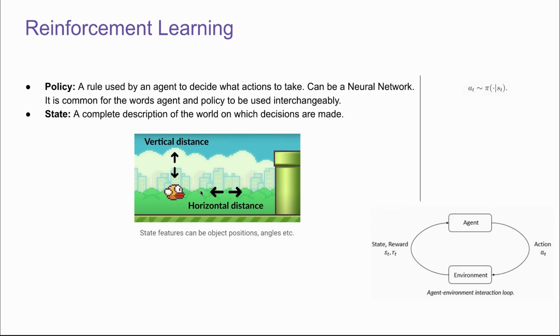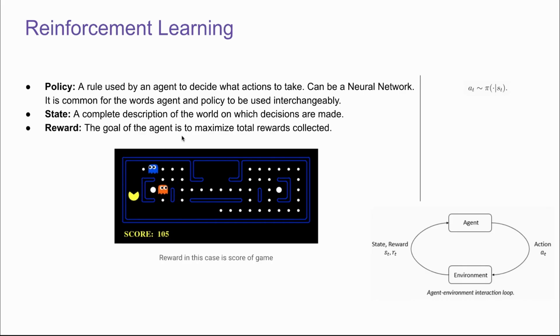In the Flappy Bird example, in order to play this game, you only need the horizontal distance and vertical distance to optimize your action. So in this case, vertical distance, horizontal distance is your state. And the environment is there's an obstacle. So reward is the goal of the agent, and it's to maximize the total rewards collected. Reward can be different for different tasks. In this game's case, reward is the score of the game.